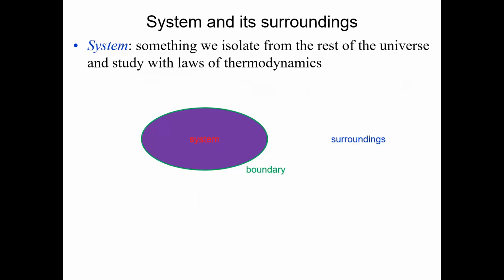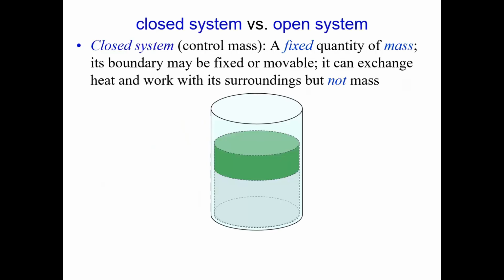A system can have interactions with its surroundings. In fact, we only have three possible interactions, which are heat transfer, work transfer, and mass transfer. In thermodynamics, we study two types of systems, which are closed systems and open systems. A closed system is also called a control mass. It is a fixed quantity of mass.